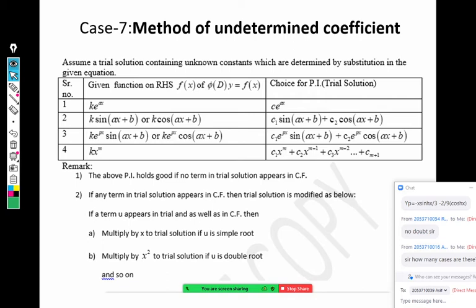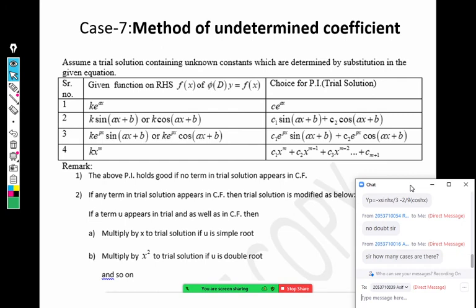Case 7, already I told you, no question has been asked on case 7 in the last 5 years, because mainly the shortcut method works. When a numerical comes in the exam, you have a choice: you can solve the given problem by case 1 to 6 or case number 7. So that is your choice. Even though I am saying no question has been asked on this, you can do the question by this method also.